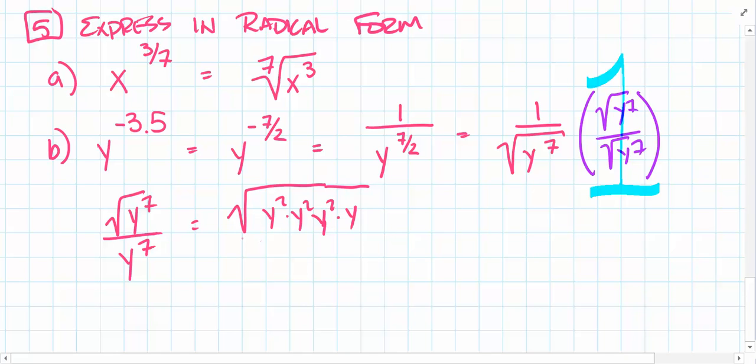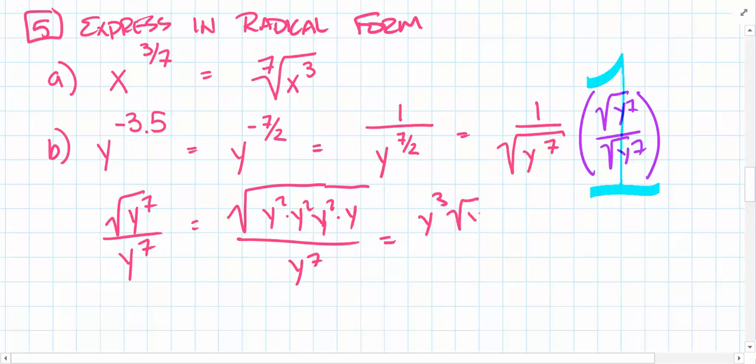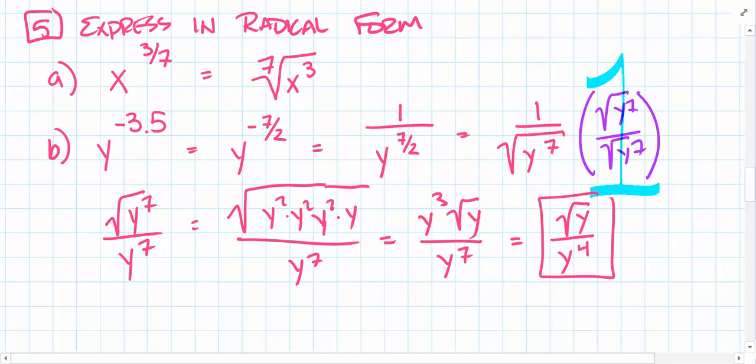Now, why is it important to break it up to match my indexes? What does that do for me? The square root of y squared is just y, and I have 3 of those. So I'm going to have y cubed times the square root of y, all divided by y to the 7th. So that becomes y to the square root of y, all over y to the 4th, and that is the right and final answer, because now I have the expression represented in radical form.